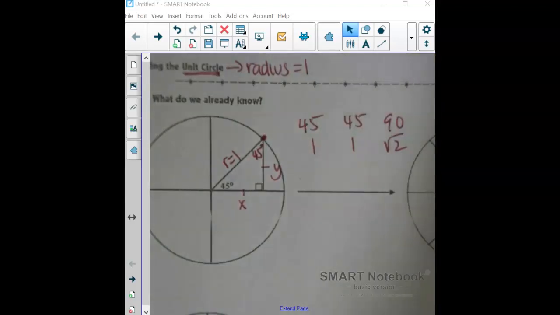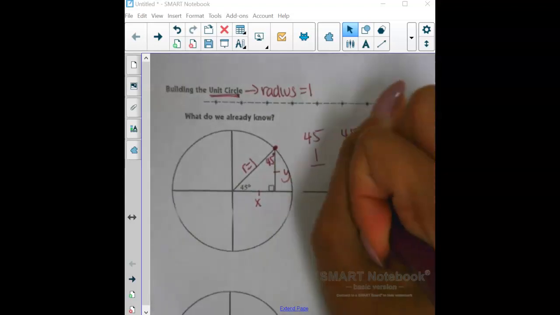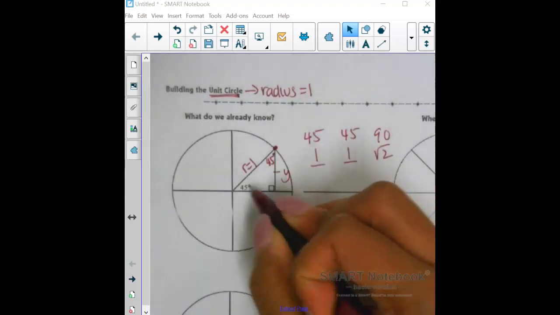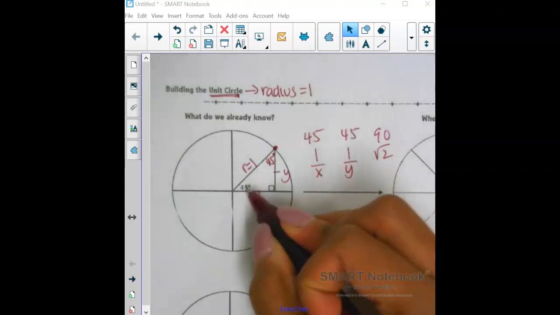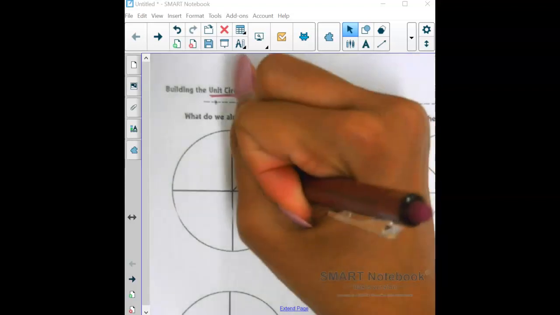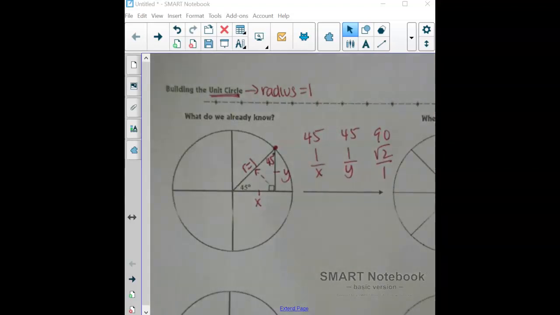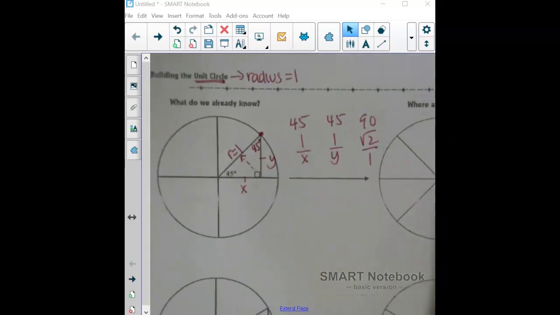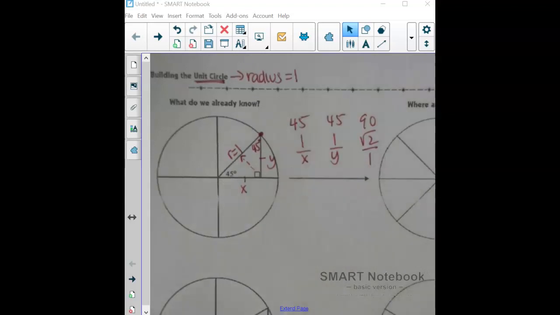Let me zoom out a bit. So we have 1, 1, square root 2. Right across from each of your 45-degree angles is an unknown variable. So we're going to put x and y. Right across from this 45 is x. Right across from this 45 is y. Across from your 90-degree angle is 1, which is your radius. We talked about this, and we've even had quizzes over this. We're going to solve for x and y. By finding one of the variables, you find both.